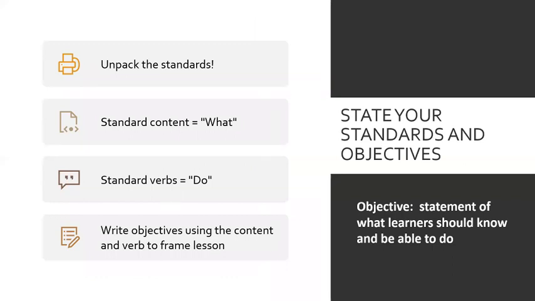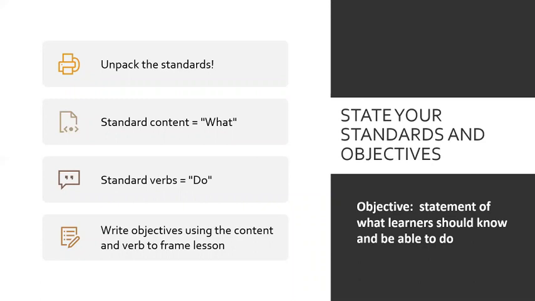The next step of the model is to state your standards and objectives. In this phase, what learners should know and be able to do at the end of the instructional segment is clearly articulated. As an educator, you'll clearly articulate your standards and objectives so that everyone involved is clear about those desired outcomes.